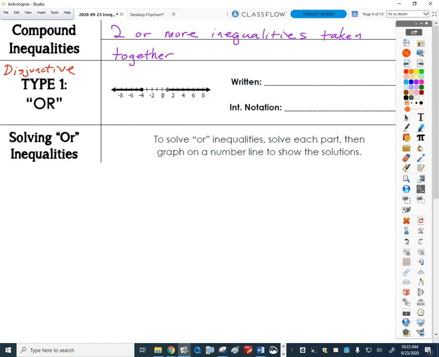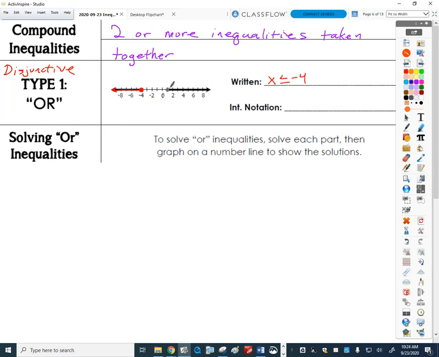So how would I say this? Let's color code this. Here's the red part of the graph. How would I say that part? X is what? Equal to or less than -4. Okay, so less than or equal to -4.